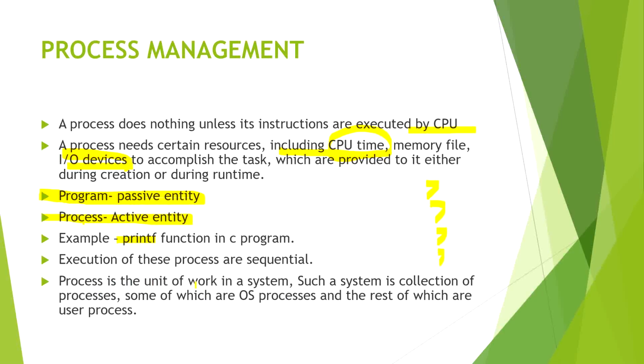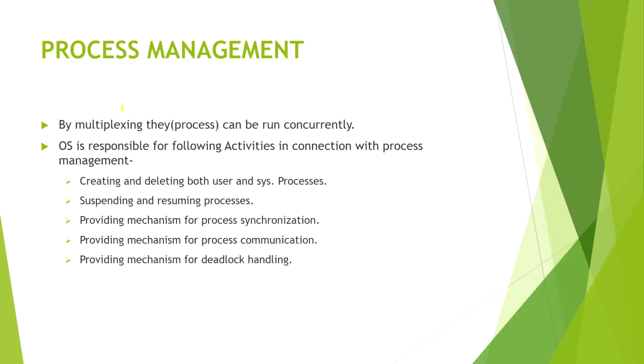A process is the unit of work in a system. Such a system is a collection of processes, some of which are OS processes and the rest of which are user processes. Now talking about process management, by multiplexing, they can be run concurrently. So the main thing is we have to concurrently execute different processes.